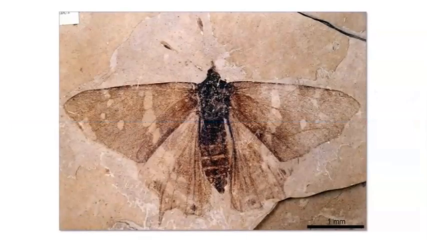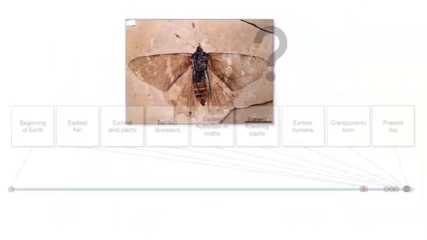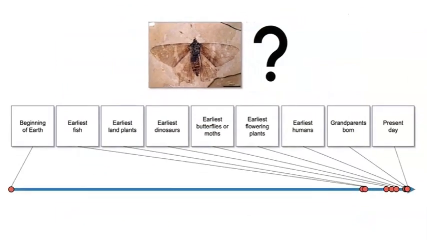We actually have one more event to place on our timeline. How long ago do you think this fossil formed? Where do you think the fossil will go on our timeline? It could be anywhere between the earliest butterflies and moths and present day. We could try to guess where it goes on the timeline, but we don't really have enough evidence to give it a proper place. But don't worry, we'll learn more about this fossil and its place on our timeline in future lessons.